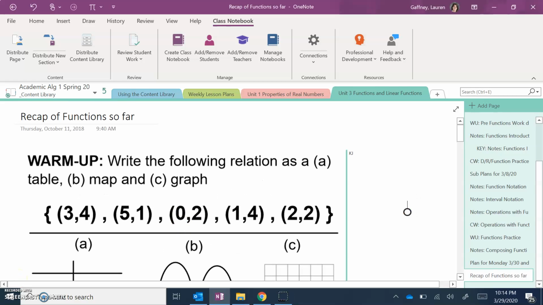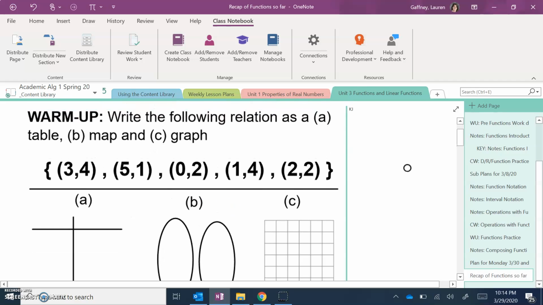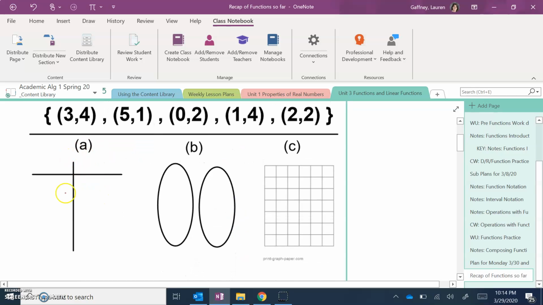The purpose of this video is to just refresh your memories and do a recap on what we've covered so far in functions. So, just to start from the beginning, here we want to take these and fill the ordered pairs into a table, a mapping diagram, and then plot them as well.